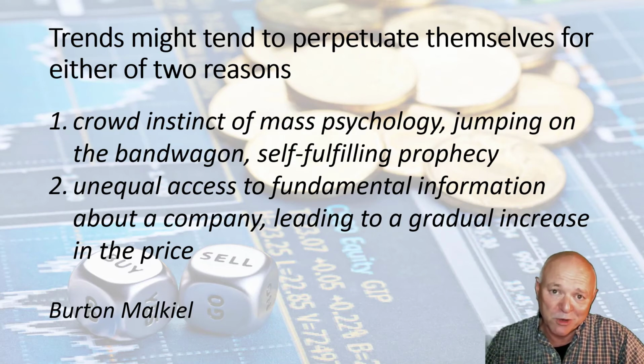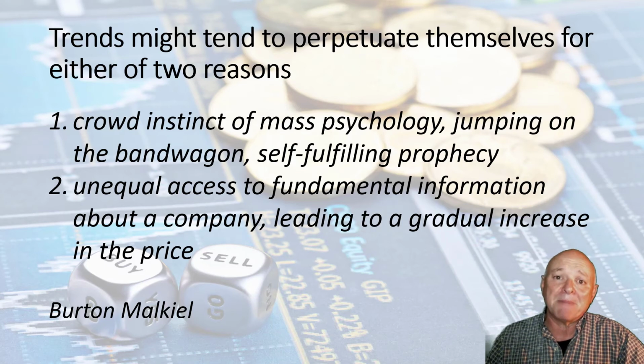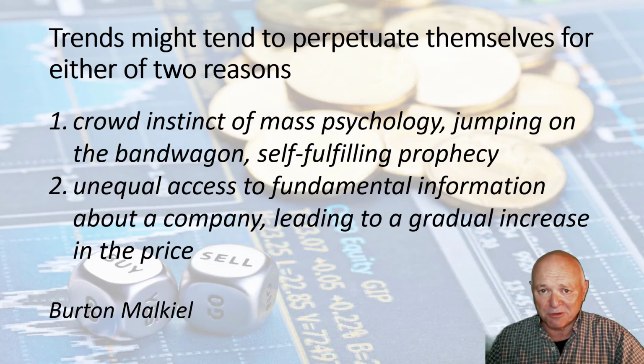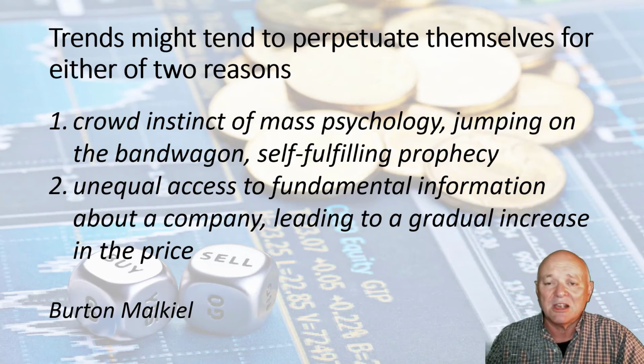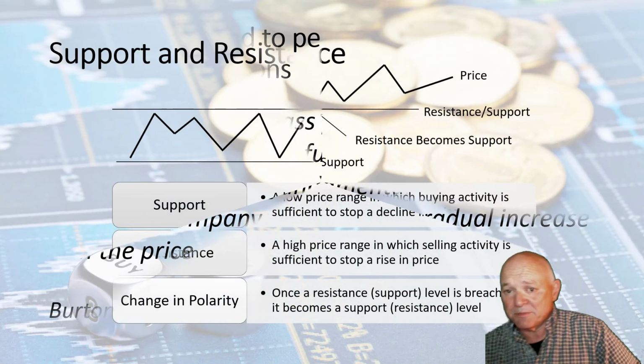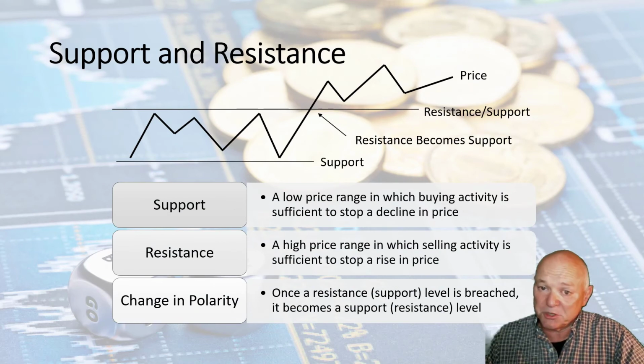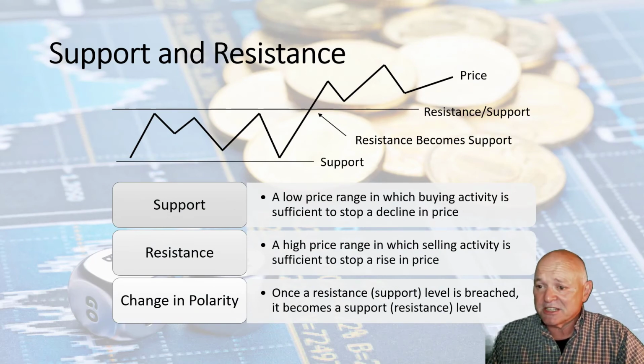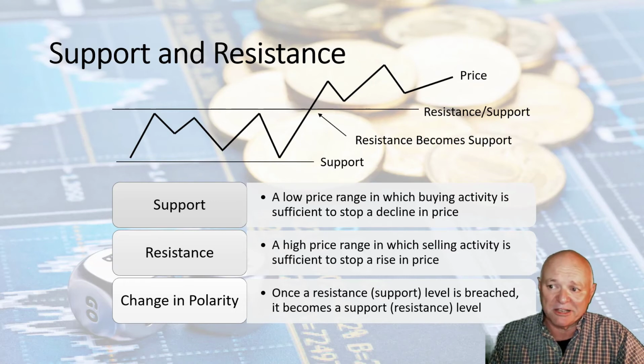The other reason why we could follow a trend for a long time, while the trend might persist, is bad information. So we have perhaps unequal access to information about a company from all of the different investors, and that would lead to a gradual increase in price. Now, trends tend to be described using some standard terminology, and we have already looked at that. That includes things like resistance and support lines.